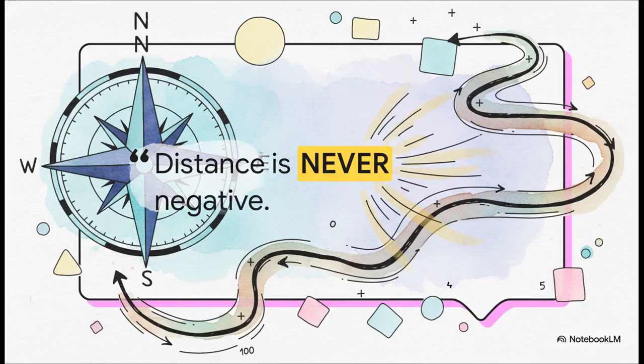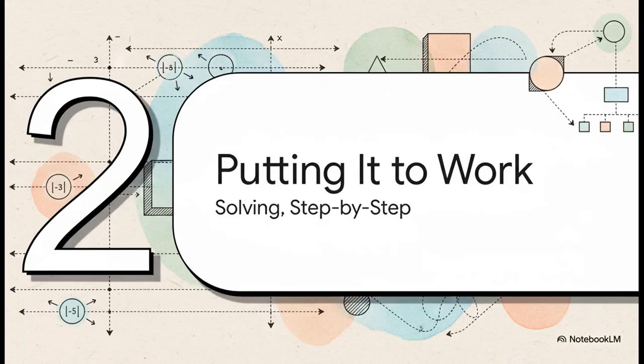Okay, if you remember only one thing from this whole explainer, make it this. This is the golden rule. Distance is never negative. That means the result of an absolute value calculation is always going to be positive, or 0. It can't be negative, ever. All right, the theory's great, but let's put this into practice. It's time to solve some actual problems and see how these rules work step by step.